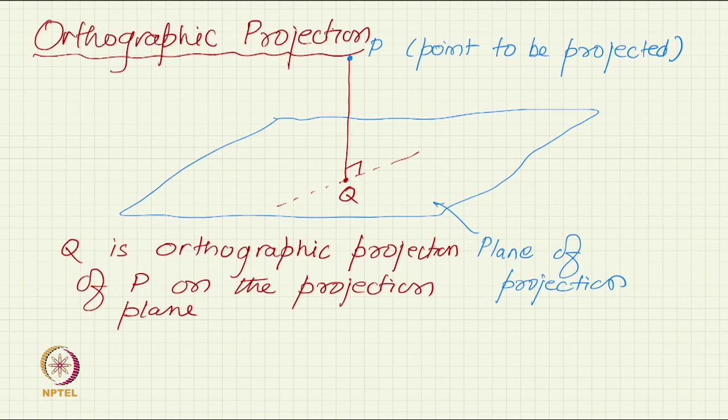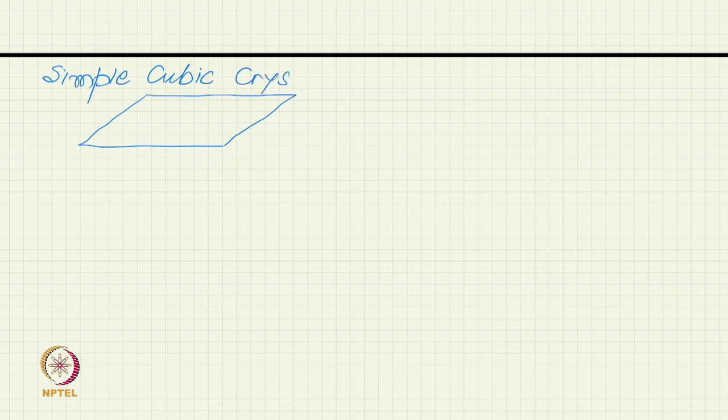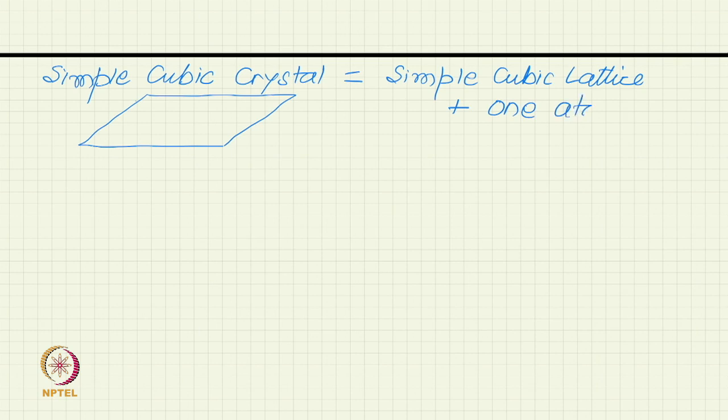And in crystallography, in international tables, which is one of our goals in this course, you will find several orthographic projections. So, the 3-dimensional crystals which we are interested in are 3-dimensional objects. So, let us say simple cubic crystal. When we say simple cubic crystal, we mean simple cubic lattice plus one atom motif, and that atom is at the lattice point.